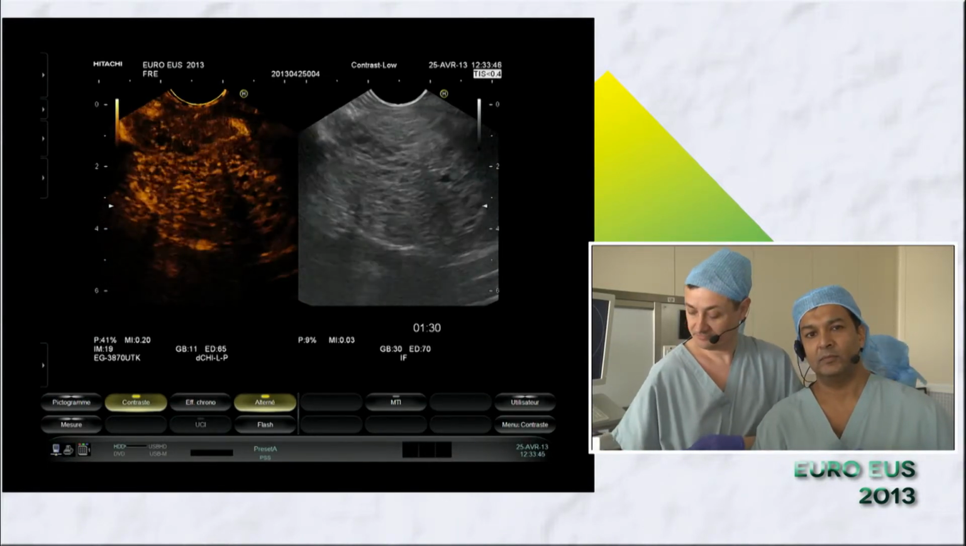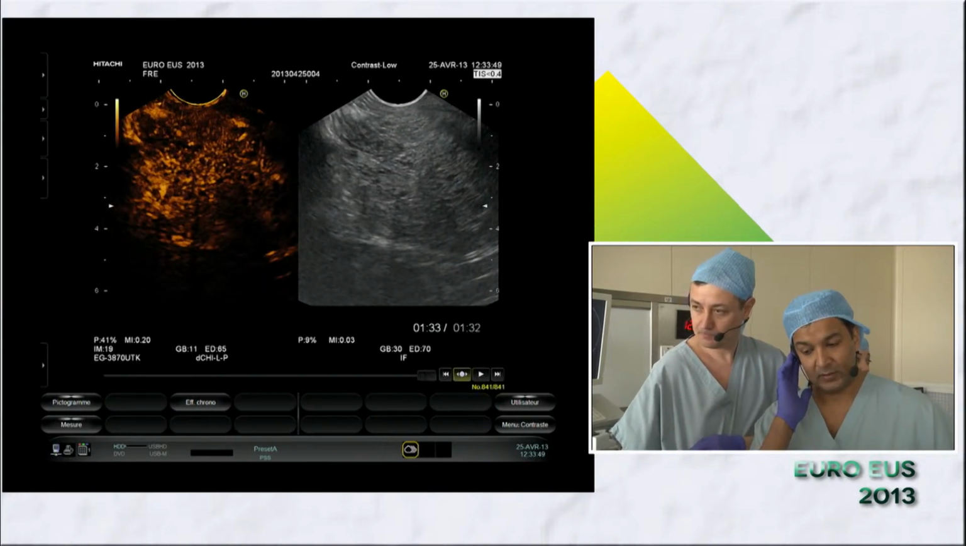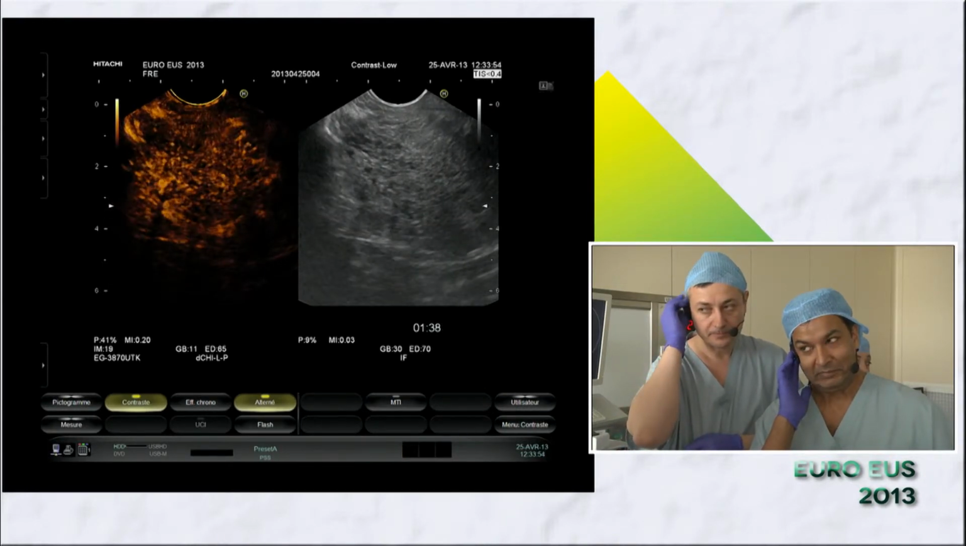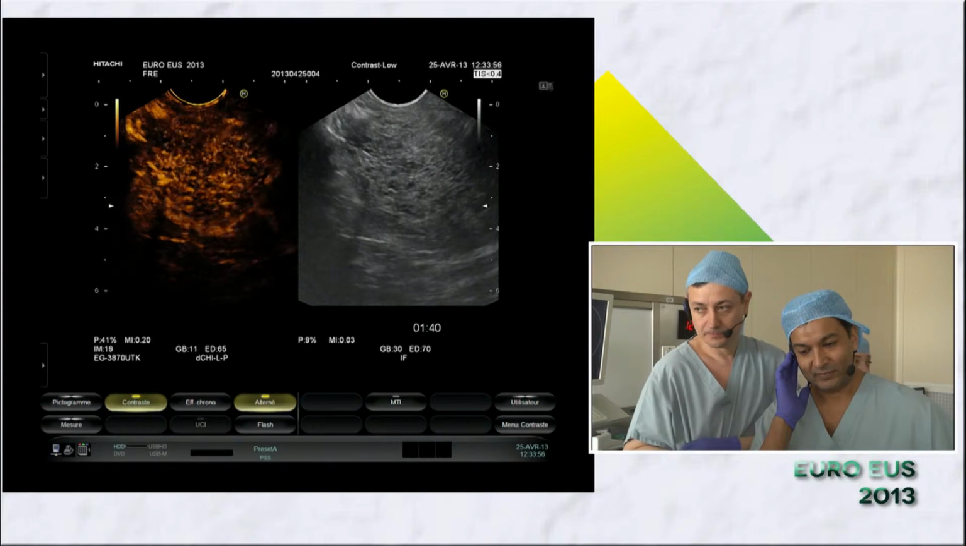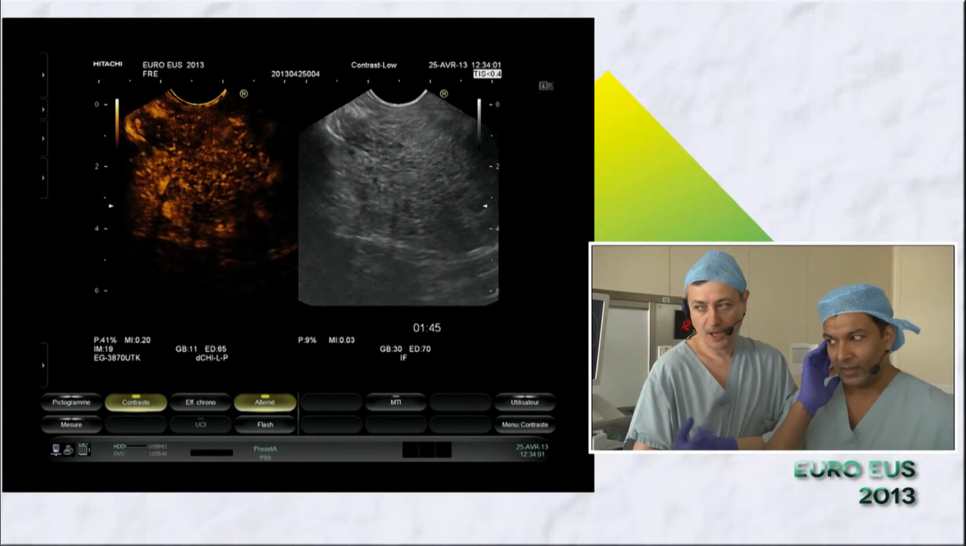So I have a question. Yes, I have a question. Hi, Anand, Shamila. Hi. Oh, hi, how are you? I just want to find whether there's a possibility of a neuroendocrine tumor with this kind of image.